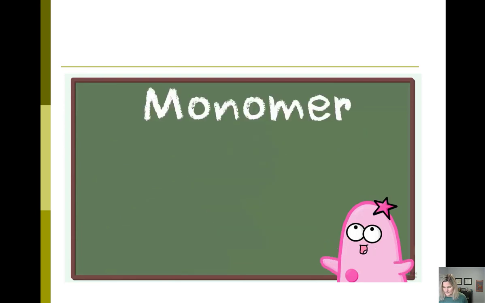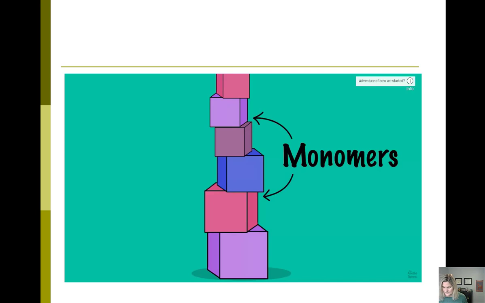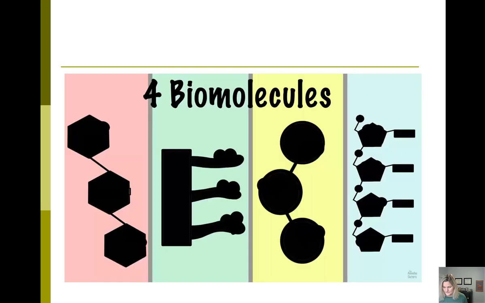Before we get into details about the 4 biomolecules, we need to talk about one very important vocabulary word, the word monomer. A monomer is a building block. If I had some large substance, the parts that make up the substance are called monomers, just like building blocks. We're going to talk a lot about monomers today because we need to understand what the biomolecules are made of, and we need to understand biomolecules because they're building components of life.